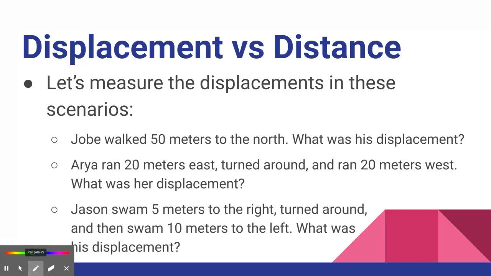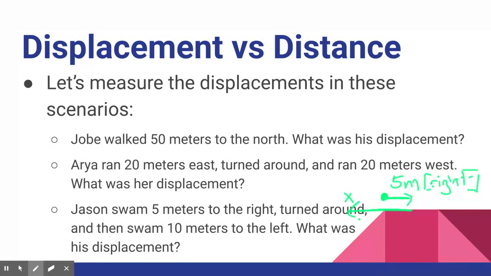And then Jason swam 5 meters to the right, turned around, and then swam 10 meters to the left. What was his displacement? So we've got a guy here, started right here. He went 5 meters to the right. And then he turns around on the same line, and then he went 10 meters this way. Okay, so he's ending right here. He went 10 meters to the left.